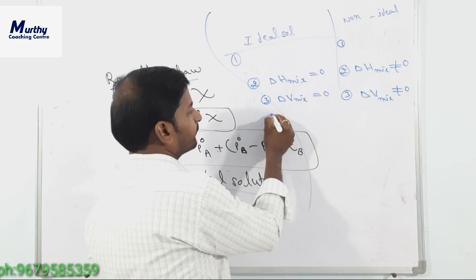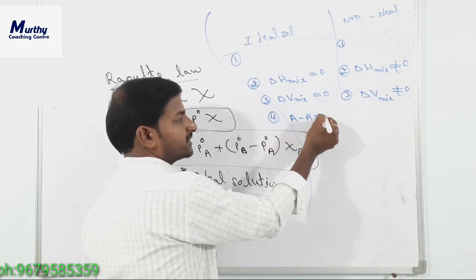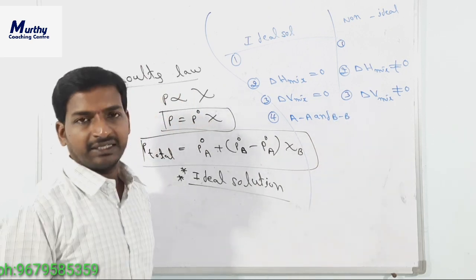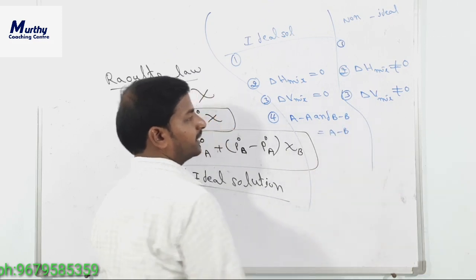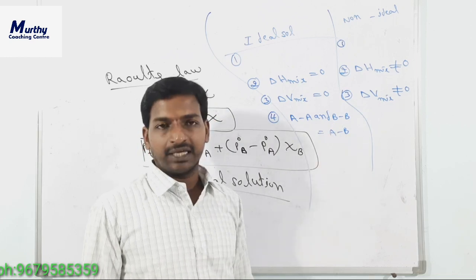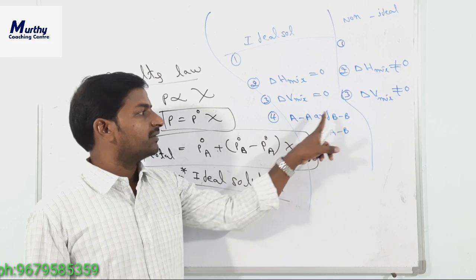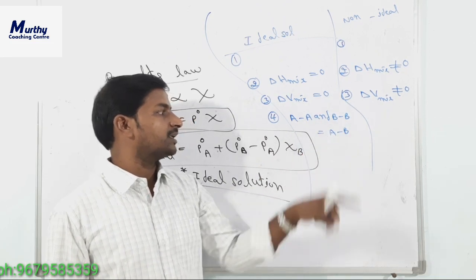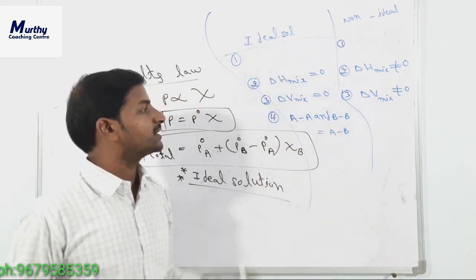Next one is the intermolecular forces. If the intermolecular forces AA and BB are equal to AB, then we can say it is an ideal solution. Means if you take one liquid A and another liquid B, the intermolecular forces of the pure liquids are also equal to the intermolecular forces of the mixture, then we can say ideal solution.